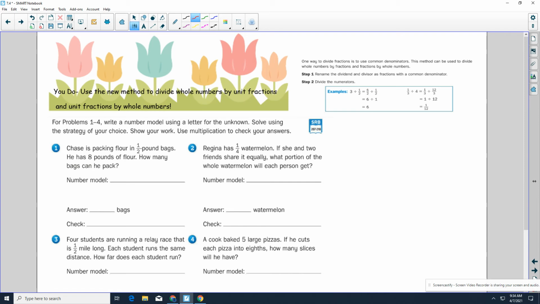Chase is packing flour in half-pound bags. He has 8 pounds of flour. How many bags can he pack? Okay, so he has 8 pounds and he's splitting them into half-pound bags. So I'm going to say 8 pounds divided by a half.